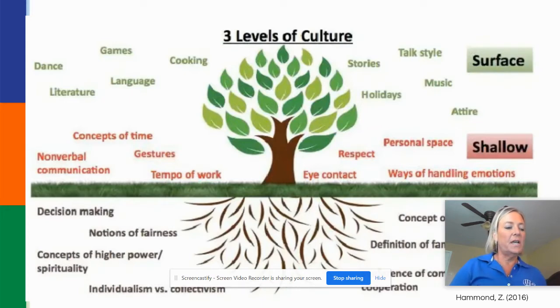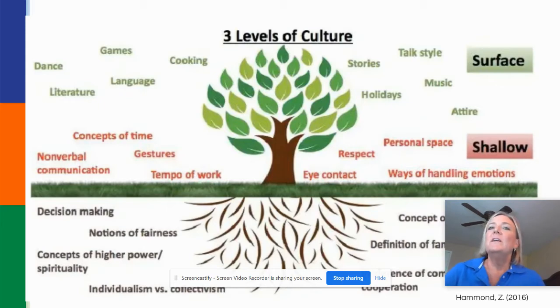And I think as educators, the tangible items at the surface, those are the ones that we understand and we can deal with. Language differences, the music, the food they like to eat. The shallow culture, those are things we can easily learn. How do they view personal space? How do they show respect? Why will a child not look at me? They could have a different belief as far as what eye contact represents, where in some cultures, it's not good to make eye contact.